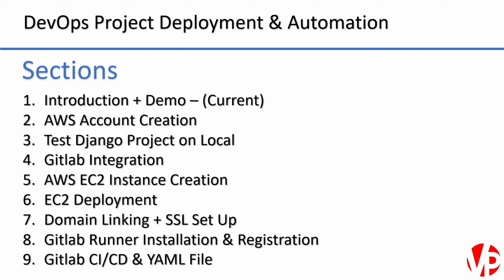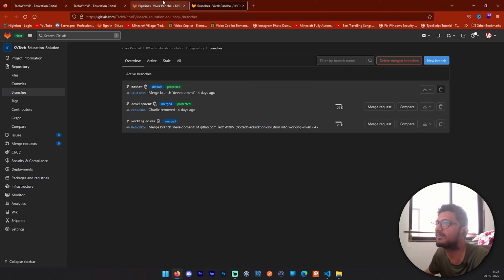And the last topic is GitLab CI/CD and YAML. So in the last video we will code our YAML file, which is the actual heart of this CI/CD pipeline. So we'll go deep into all these topics. Now we will proceed with the demo.